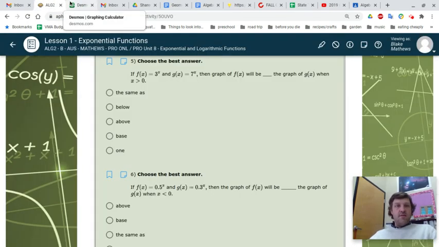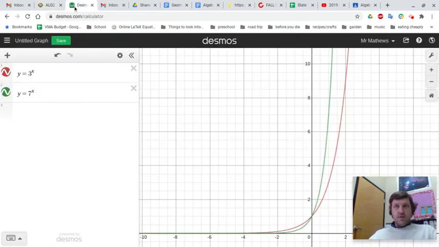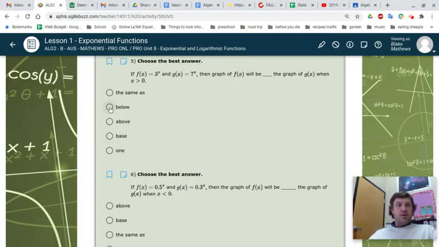Below or above, and then base and 1, these are junk answers. Neither of those are going to be the answer for these types of questions. It's either below or above. We can see that the graph of 3 to the x is going to be below the graph of 7 to the x when we're looking at those two functions. So we can see the red line is below the green line, and so I would say below.